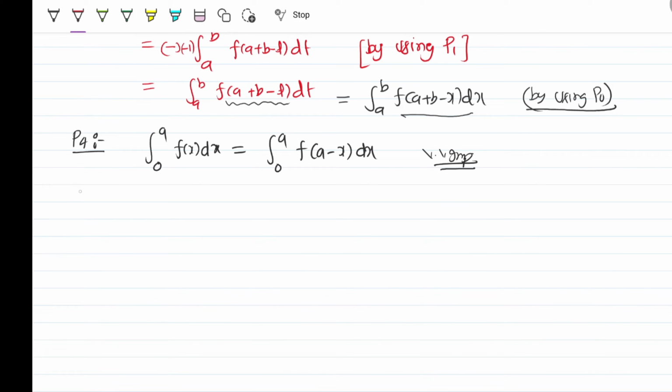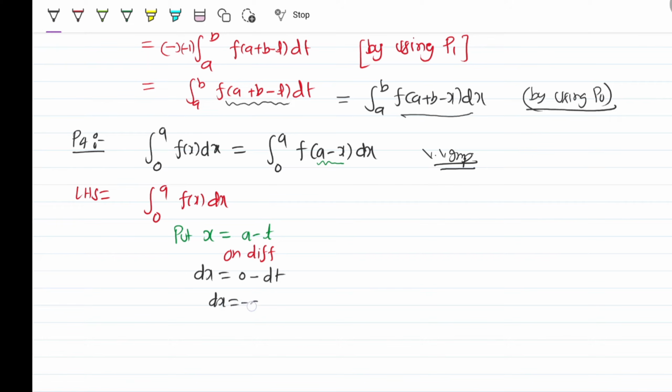Again take LHS, 0 to a f(x) dx. Again we will prove this by using the method of substitution. Put x value, and taking the hint from here, a minus x, it means we can put x value is a minus t. Now differentiate. On differentiating, dx equals constant a, derivative 0, and t is dt. So it will be dx equals minus dt.